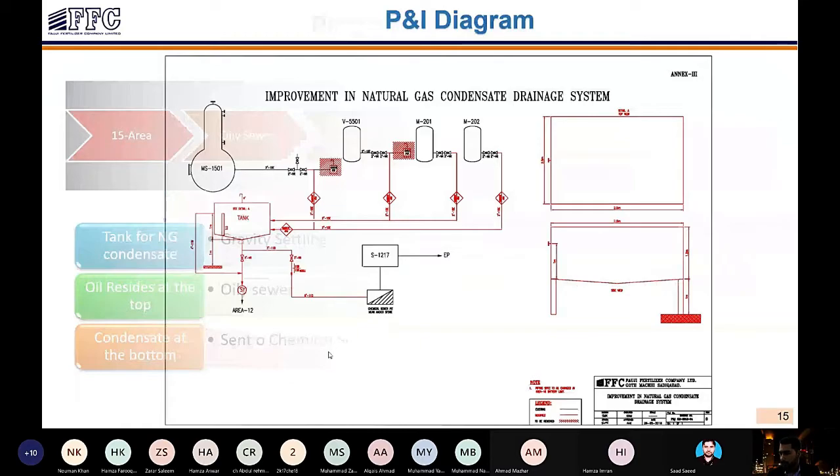I hope you can all see the P&ID again. Yes. Okay. Yes, we can see.